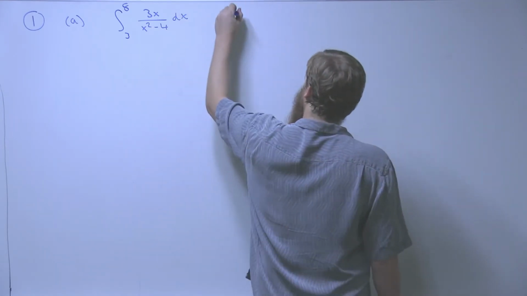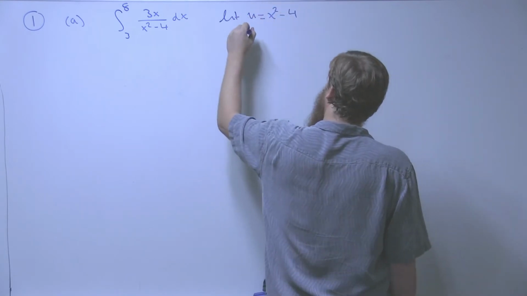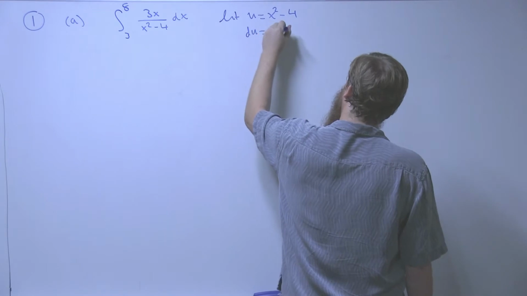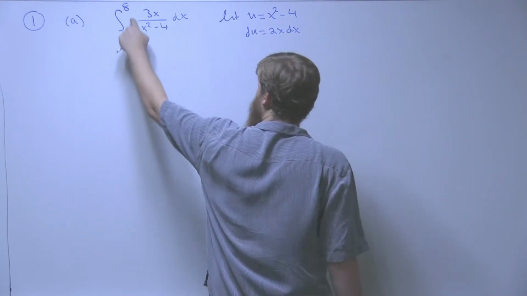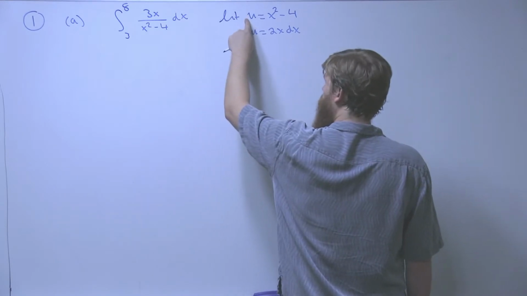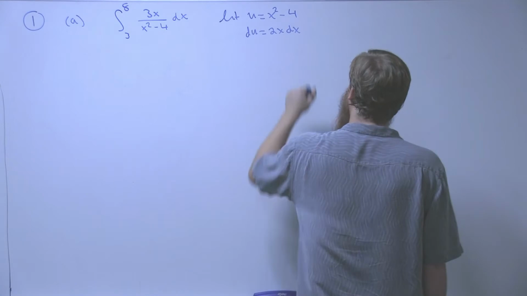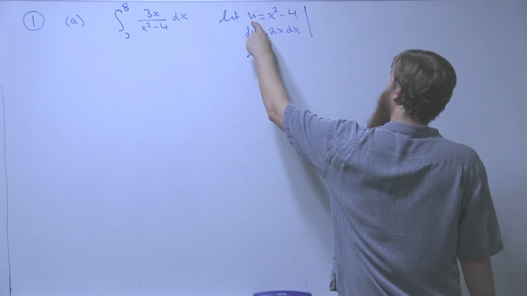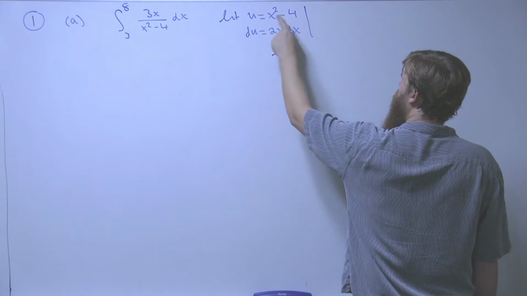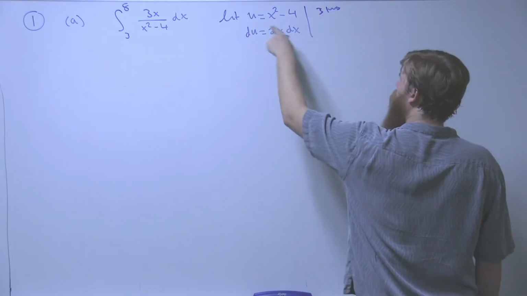I will let u equal x squared minus 4 so that du is 2x dx. Also, since this is a definite integral, when I make a substitution, I'd like to change the limits of the integral in order to avoid having to go back to my original variable. So, observe that when x is equal to 3, u is equal to 3 squared minus 4. That's 9 minus 4. So the old lower limit, 3, goes to the new lower limit, 5.